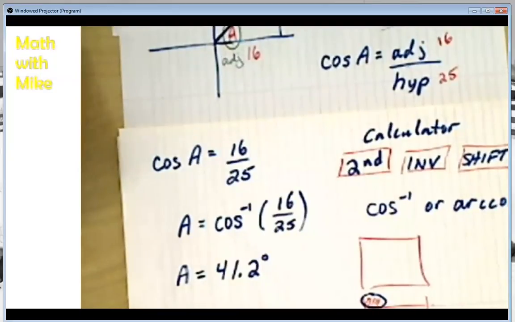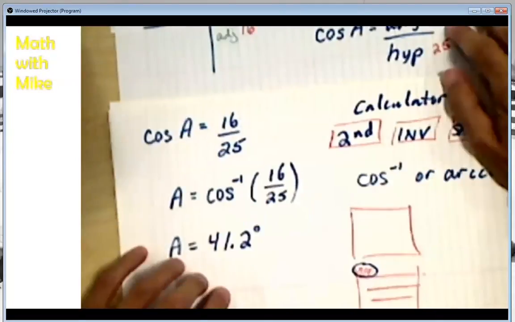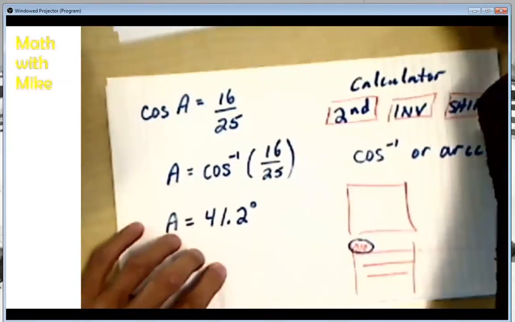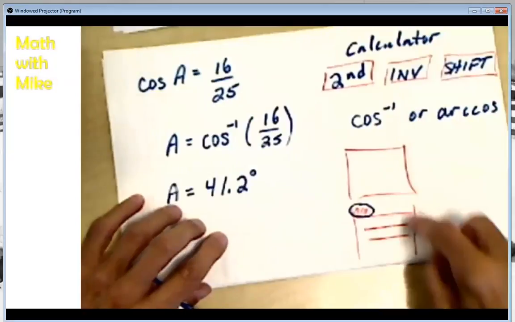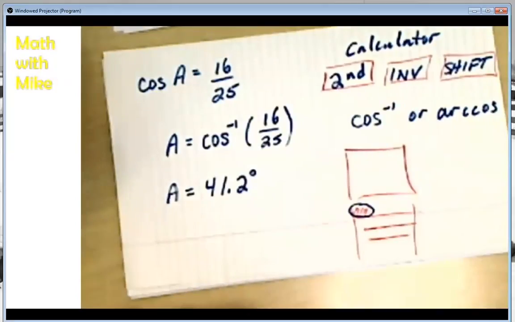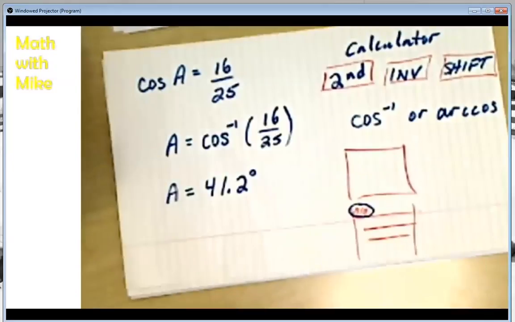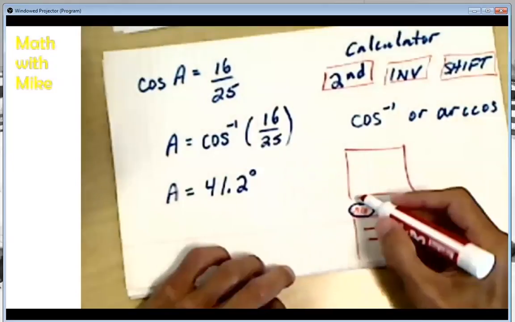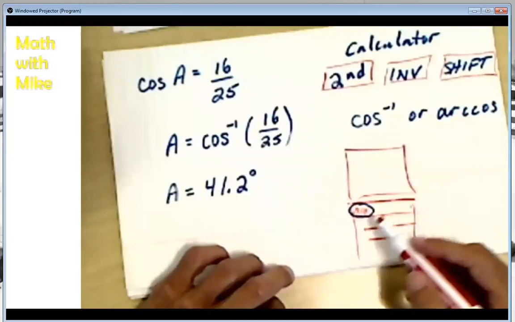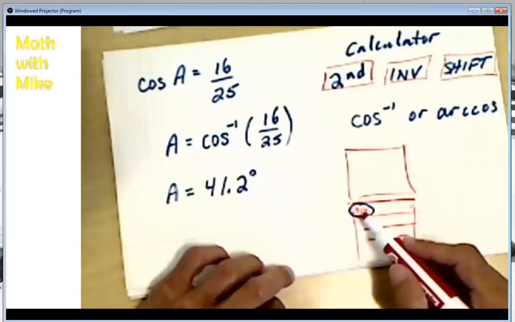Okay. Oops, it's off the screen. This is what I'm showing you here. This is your calculator, believe it or not. So that's your screen. Here's all your buttons. Usually the button you're looking at is in the upper left-hand side there.